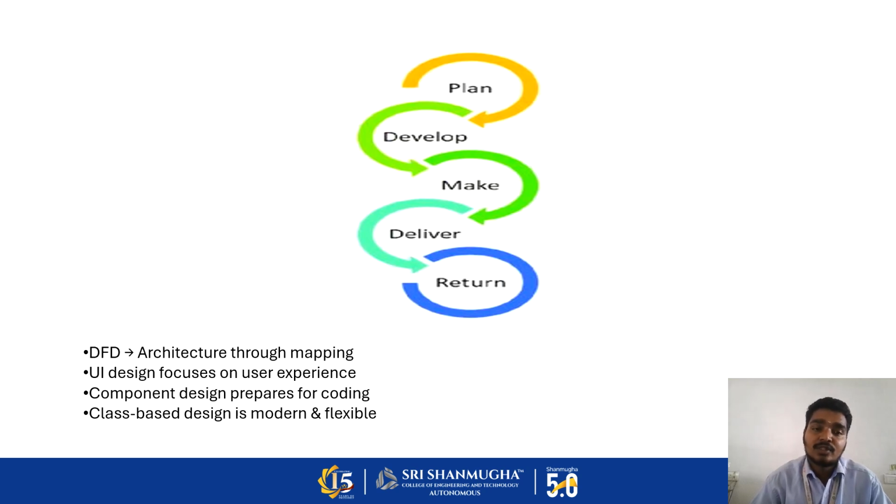Next we look at this kind of traditional process. First of all, we plan the data modules, then we develop, build, and deliver. That is the major role in the software development data process model. DFD is the data flow diagram. It works for architecture through mapping. The user interface area is designed with a focus on the user experience. The common design prepares each coding. The classical design gives way to modern flexibility.